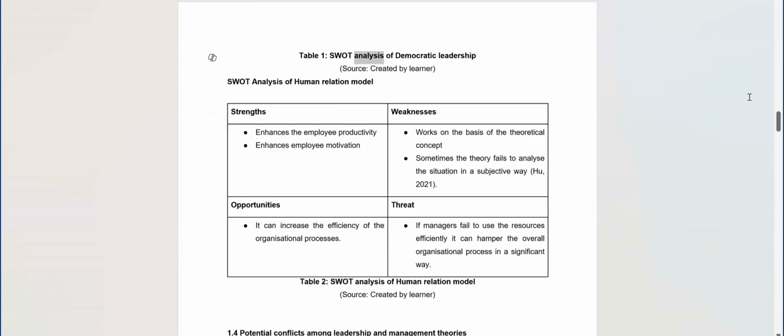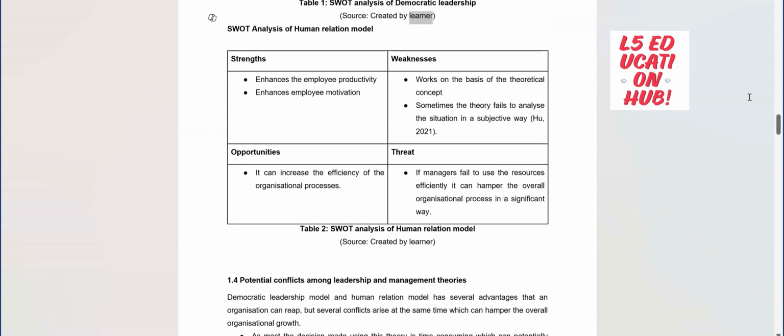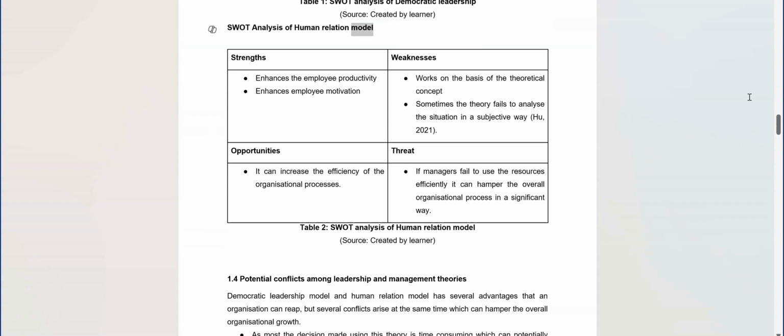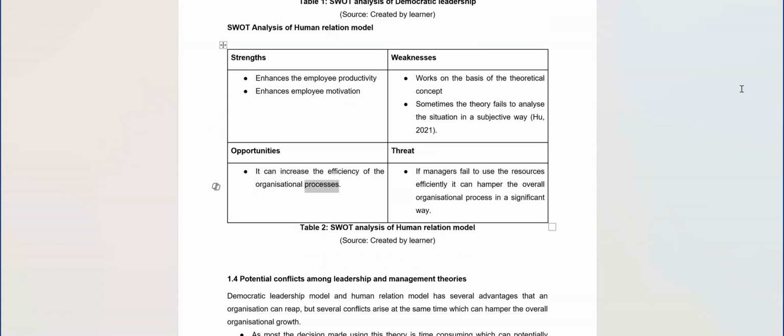Source: Created by Learner. SWOT Analysis of Human Relation Model. Strengths, weaknesses. Enhances the employee productivity. Enhances employee motivation, works on the basis of the theoretical concept. Sometimes the theory fails to analyze the situation in a subjective way (WHO, 2021). Opportunities. Threat. It can increase the efficiency of the organizational processes. If managers fail to use the resources efficiently, it can hamper the overall organizational process in a significant way.